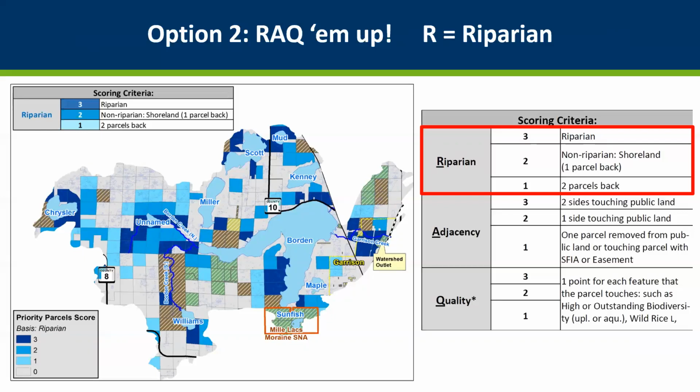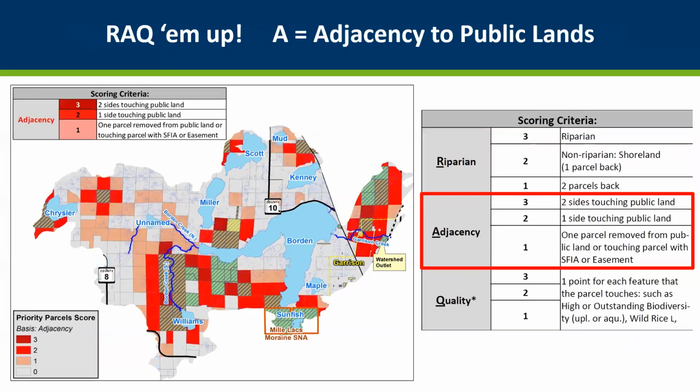And so this first map just shows, if you look only at the first component, riparian, the dark blue goes to the water. Next slide. If you look at adjacency to public lands, because large complexes are generally better than small ones, we want to take that into account. And now the red colors go next to the public land, which are crosshatched in this Borden Lake minor. Okay, so up to 3 points possible in each of those 2 criteria. Next slide.